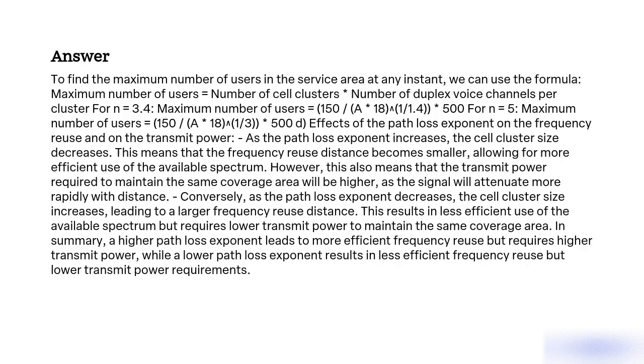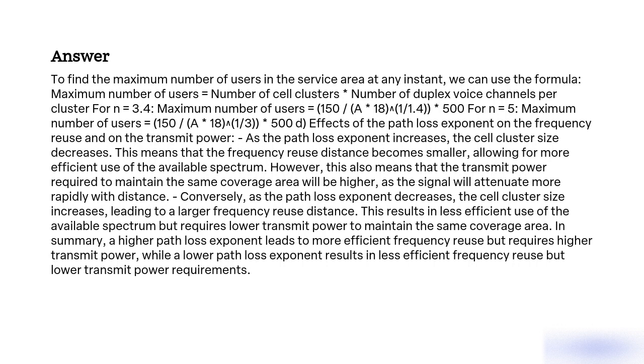To find the maximum number of users in the service area at any instant, we can use the formula: maximum number of users equals number of cell clusters times number of duplex voice channels per cluster. For n equal to 3.4, the maximum number of users equals 150 divided by the cluster size, times 500. For n equal to 5, the maximum number of users equals 150 divided by the cluster size, times 500.